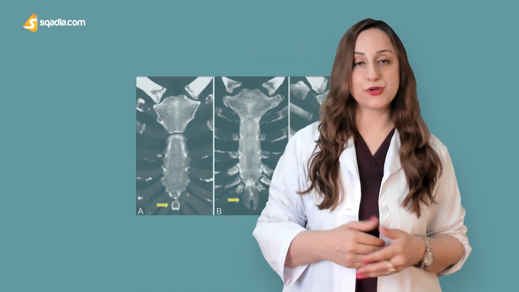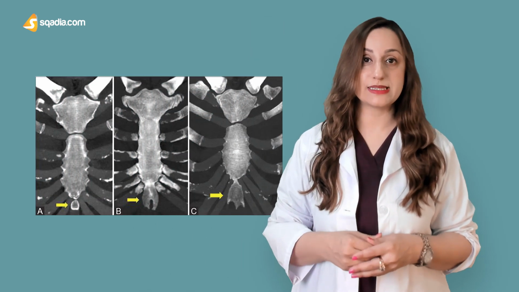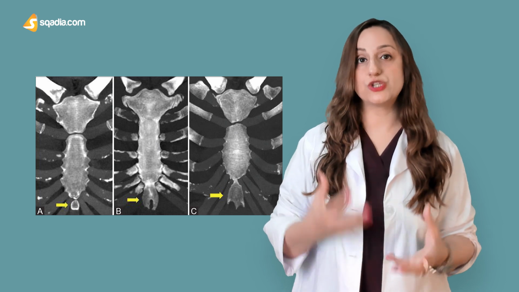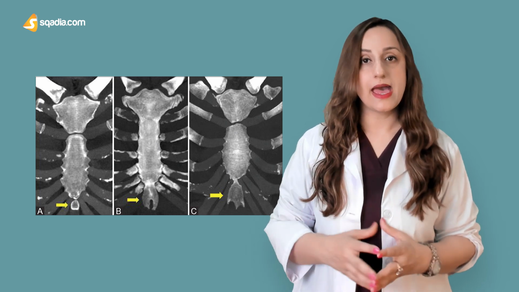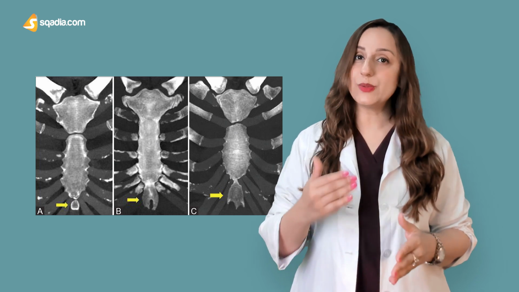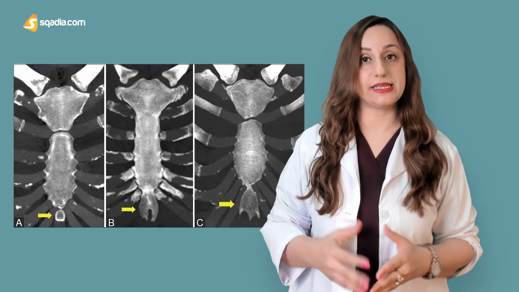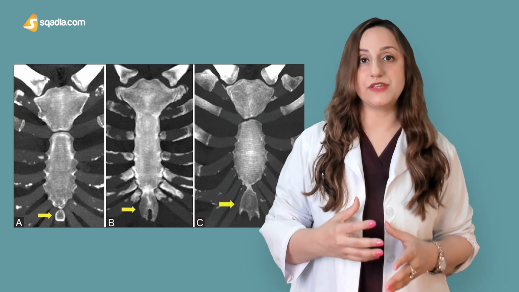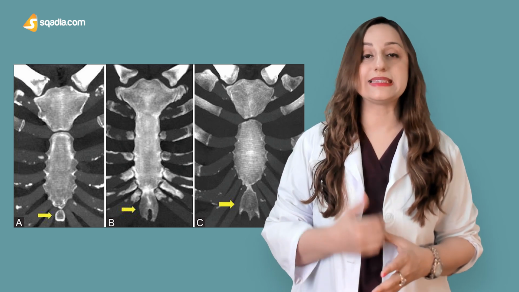You can also come across a lot of variations such as bifid, which means having two heads, and even a perforated xiphoid. As you can see here, it could also articulate with the part of the costal cartilage of the seventh rib.